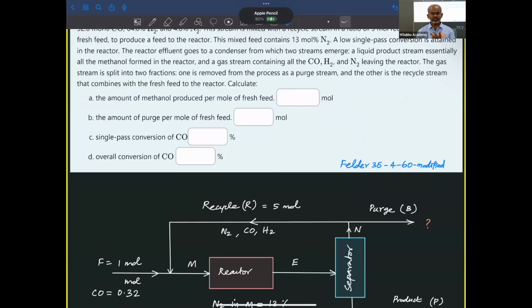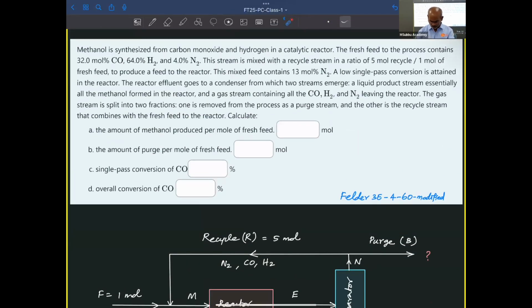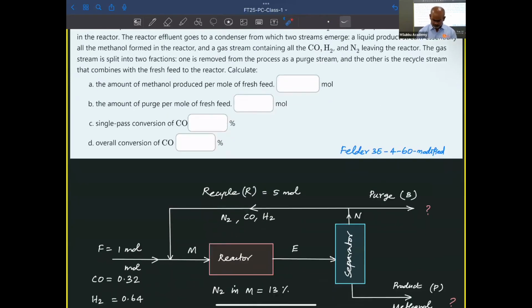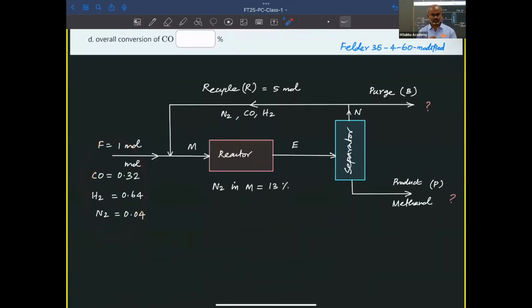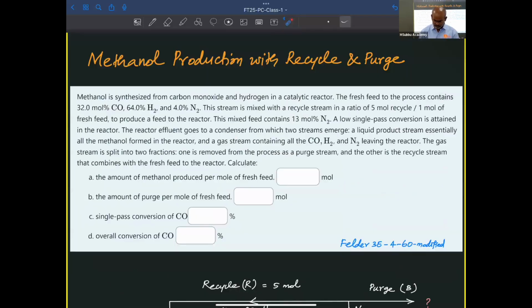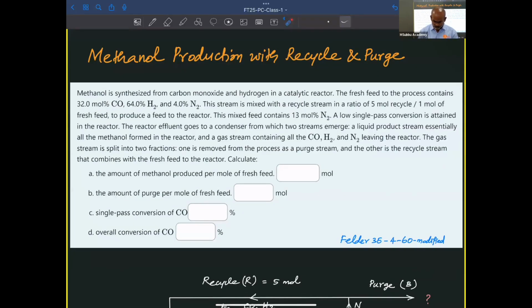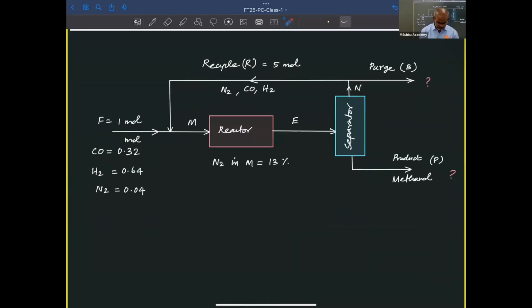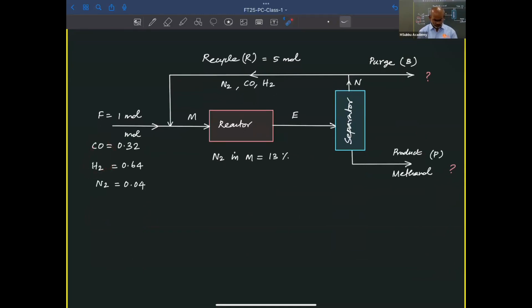This recycle and purge, always purge is quite common whenever you have some inert content in the reaction. Always say in the feed we have this N2, which is actually inert here. So the reaction is the production of methanol from hydrogen and carbon monoxide. The carbon monoxide and hydrogen are the reacting contents. This nitrogen is also there because the feed is having some such material.